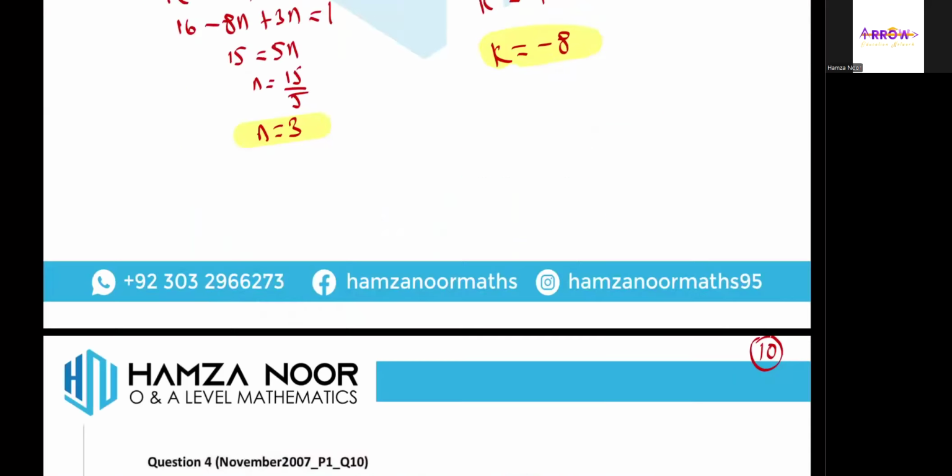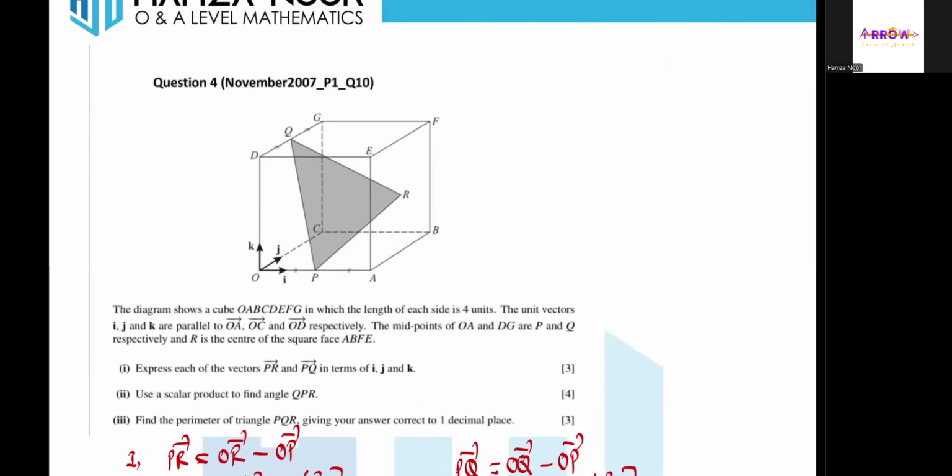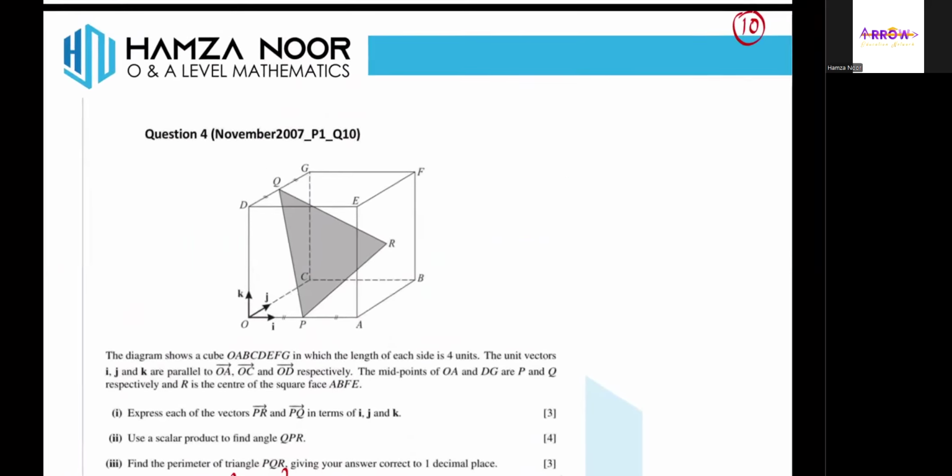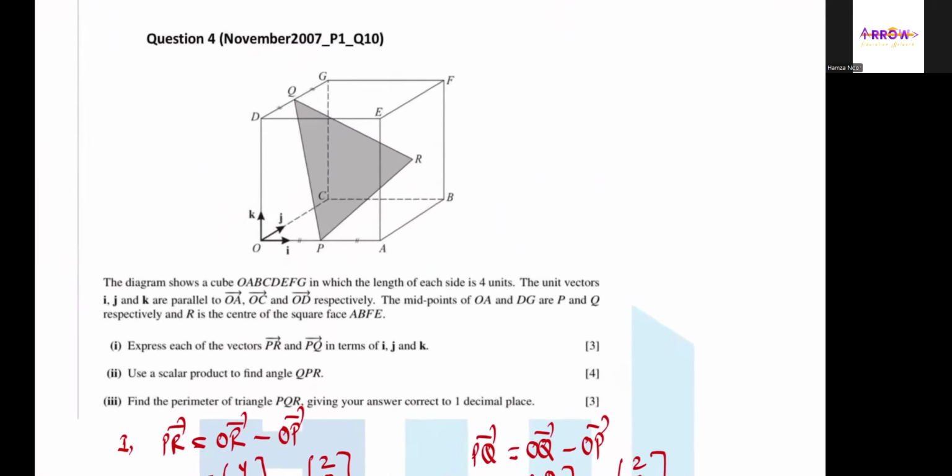So up next, we have handout question number 4, which is October-November 2007, paper 1, question number 10. These type of questions do still come in P3, where we have shapes in 3D. So here we have a cube.